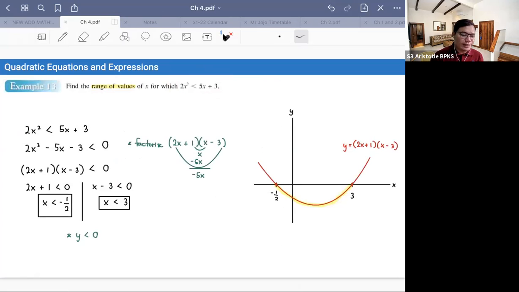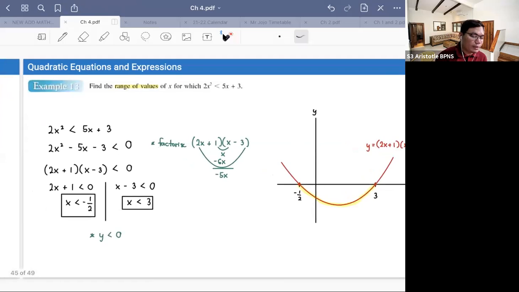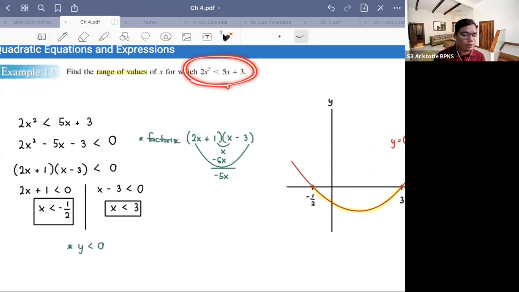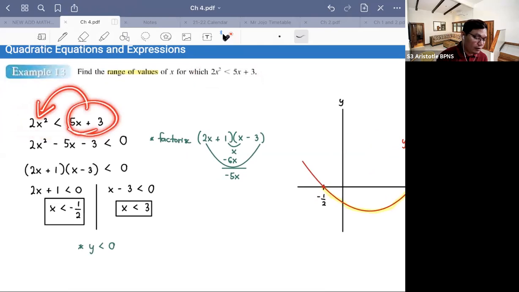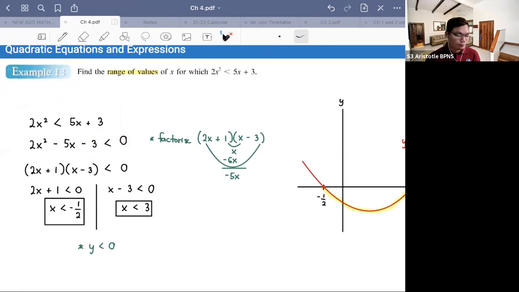For this example, class, you don't have to graph this question. We are only graphing this because we just want to show you how it looks on the x and y plane. So this is the quadratic inequality. It is not yet in standard form, so we need to change it. You put everything on the left side. It becomes 2x squared minus 5x minus 3 less than 0.